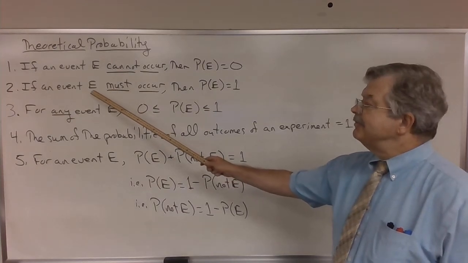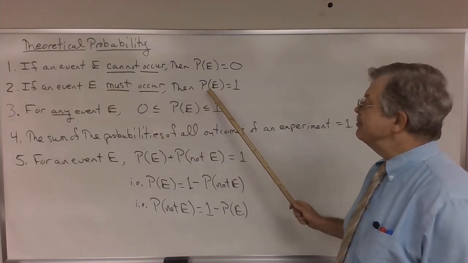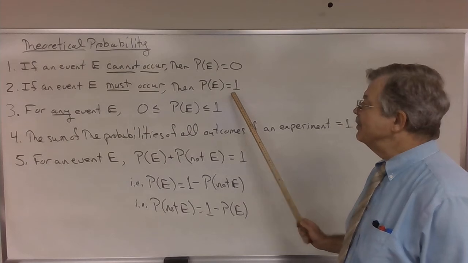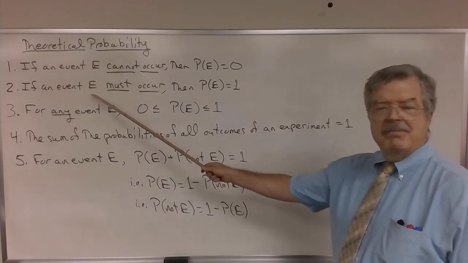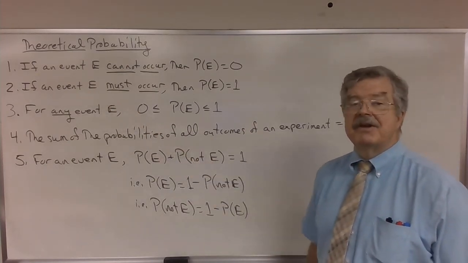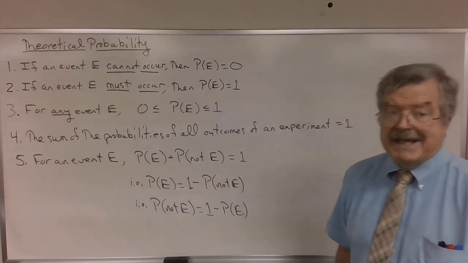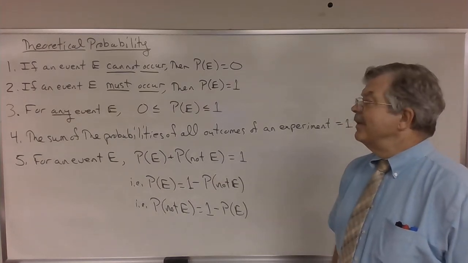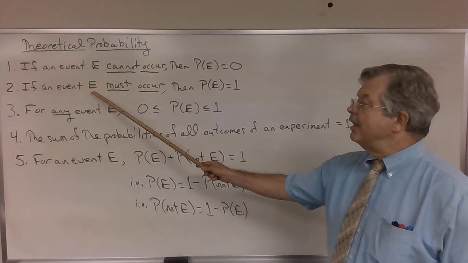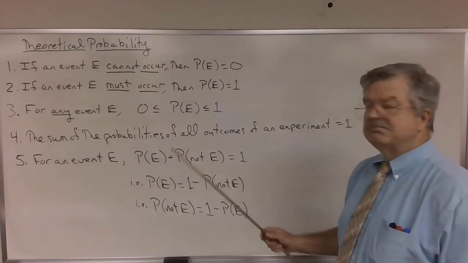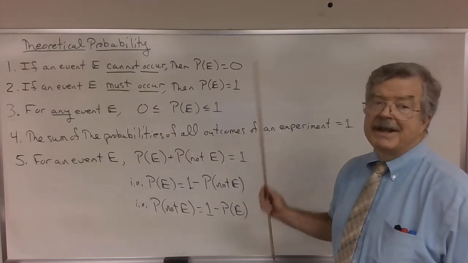Now, if E is an event that must occur, then the probability of E occurring is 1. Maybe we could say that E is the event that I throw a ball at the ground and I hit it. Well, the probability that I throw a ball at the ground and I hit the ground is going to be 1. It has to happen.